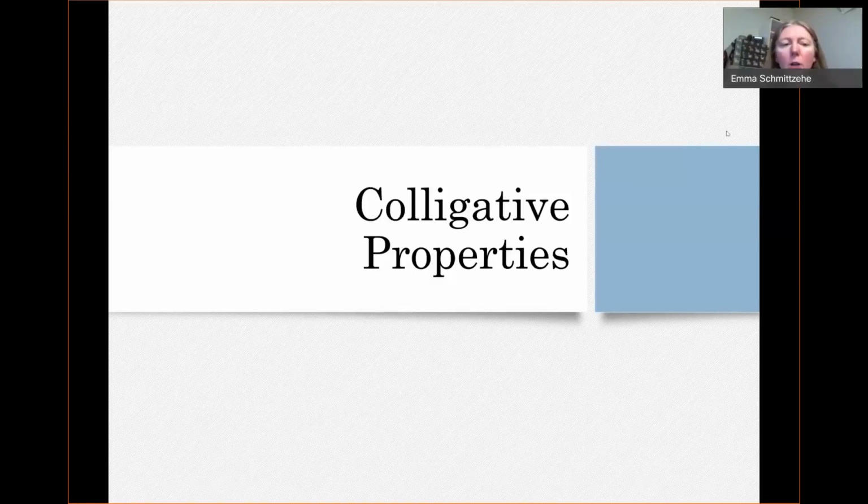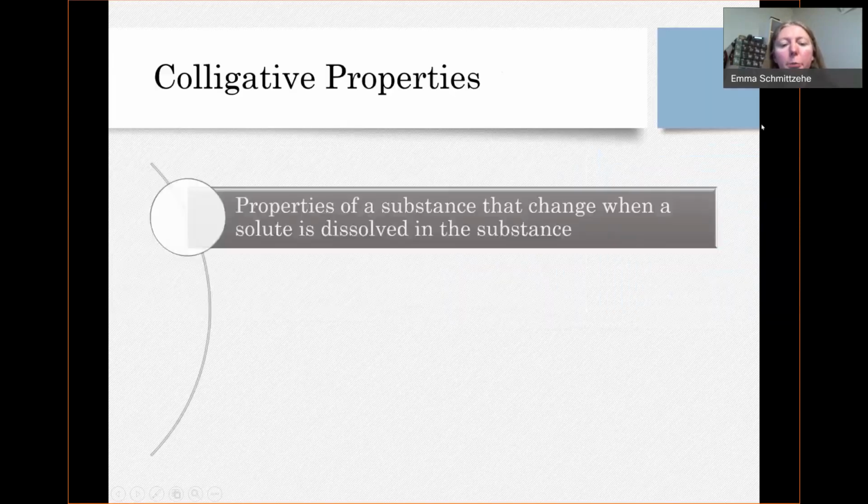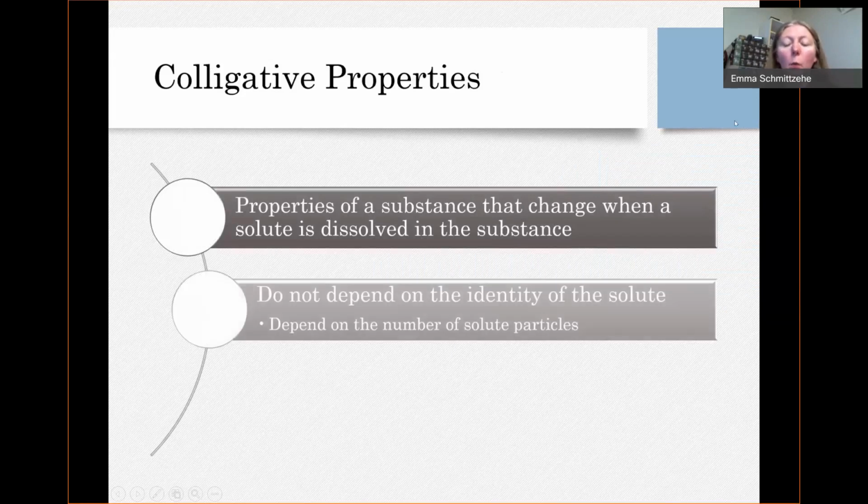Okay, let's talk about colligative properties. Colligative properties are just properties of a substance that change when a solute is dissolved in that substance. It doesn't actually matter what the solute is, but what matters is the number of solute particles. So how much of that solute you put in, and what happens to the solute when it dissolves.